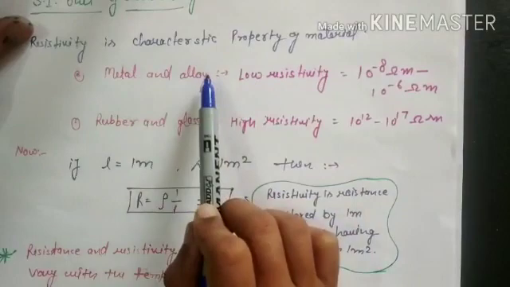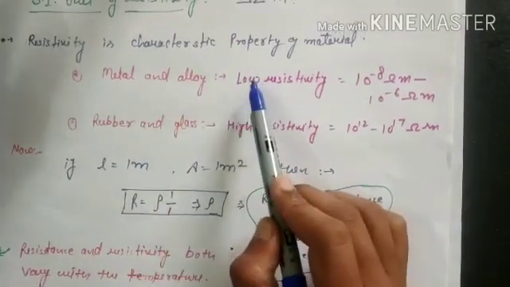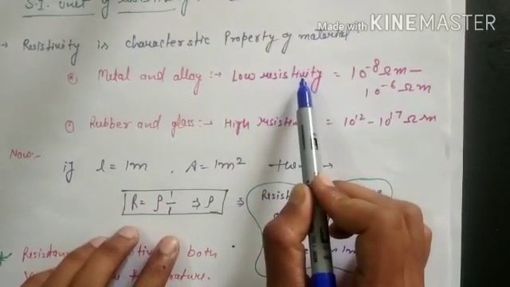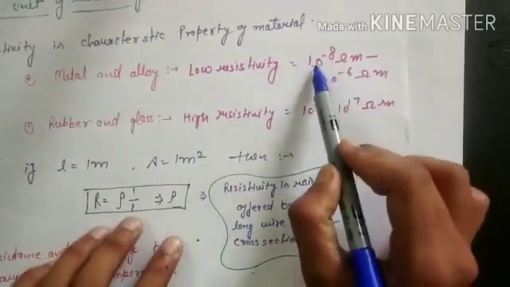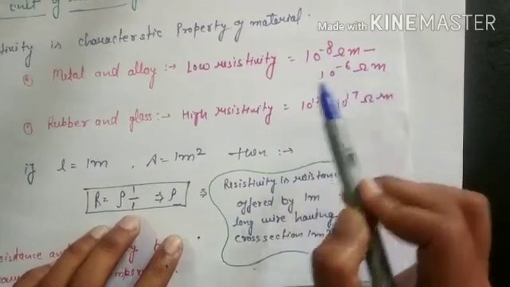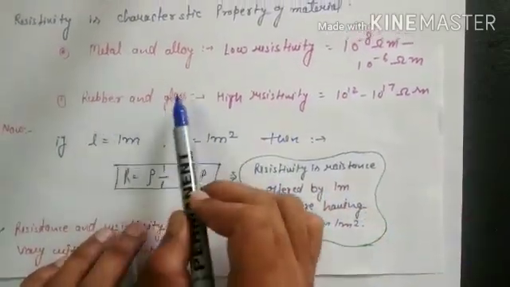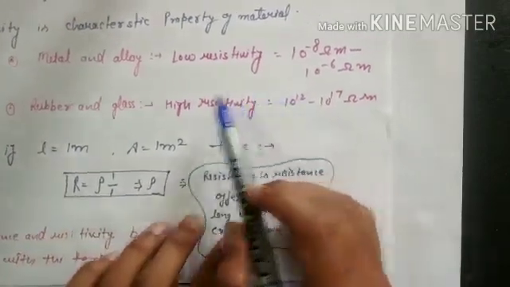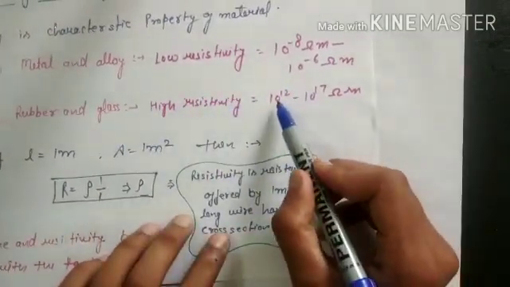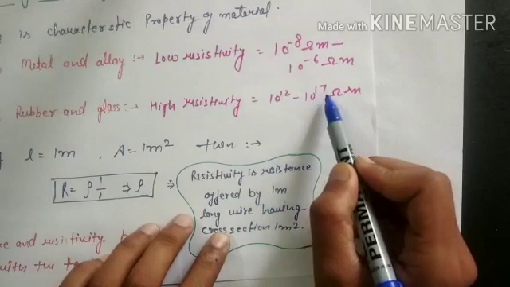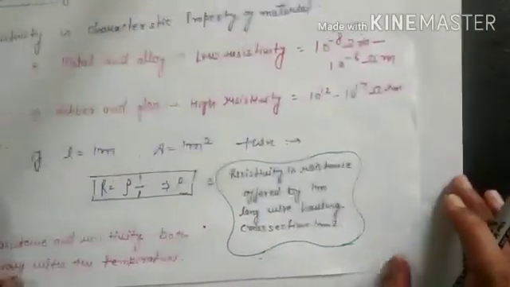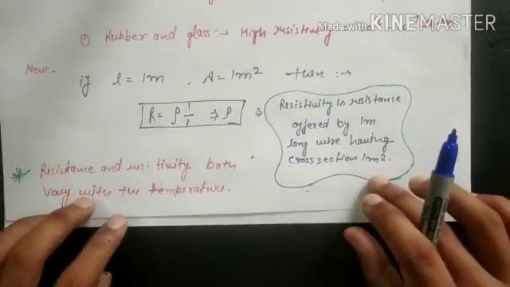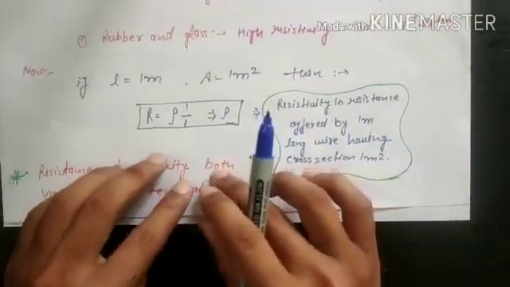For metals and alloys, these substances are low resistivity materials. Their resistivity lies in the range 10 to the power minus 8 to 10 to the power minus 6 ohm meter. And if you are talking about rubber and glasses, these are highly resistive materials, and they will have resistivity in the range 10 to the power 12 to 10 to the power 17 ohm meter.